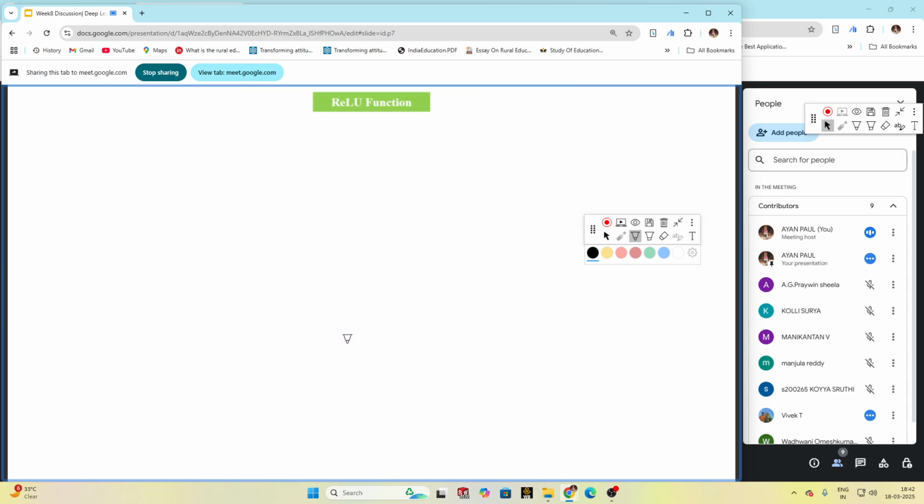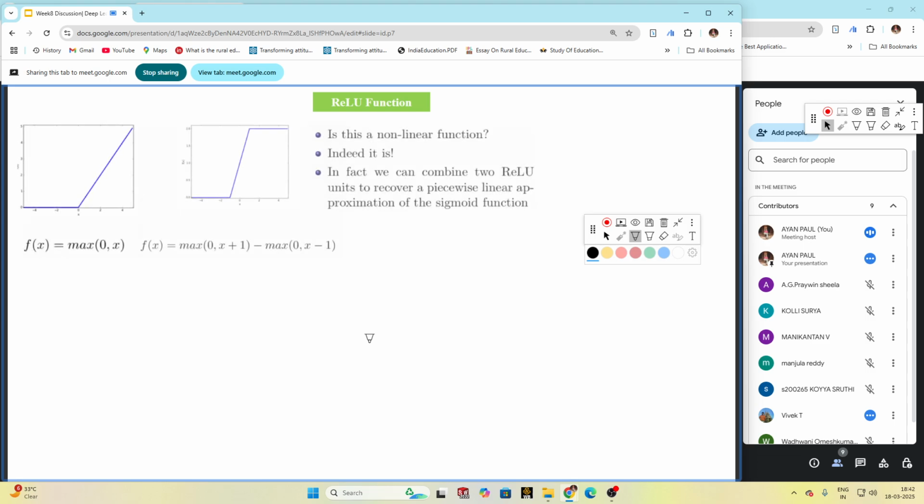Now we will move on to the next function, known as the relu function. So what is this relu function? This is the equation of the relu function. That means whenever your input is greater than 0, the function will give output equal to input. But whenever your input is negative, the function will give output 0. So that is the relu function.